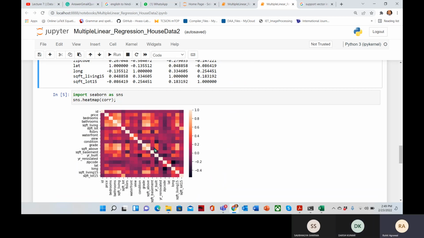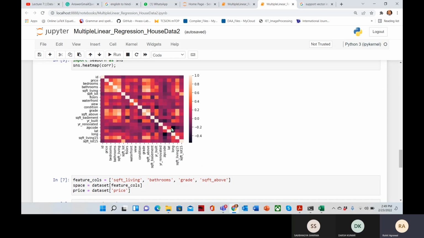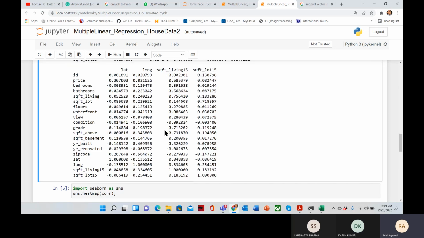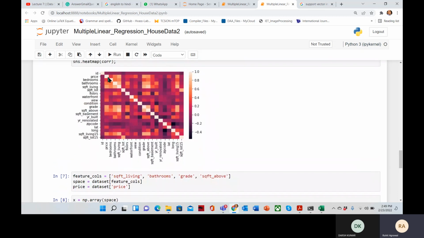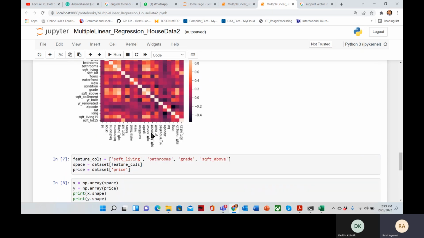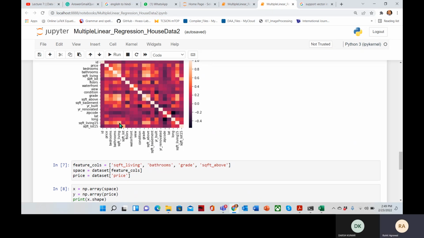Yes, sir. So this is the heat map. If reading this is too difficult, then we can use the heat map and we can see which features are highly correlated, and the darker colors are less correlated. Now what we are choosing here is square feet living and bathrooms. Square feet living is this one and bathrooms is this one.